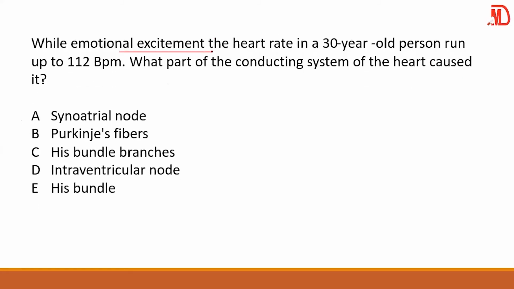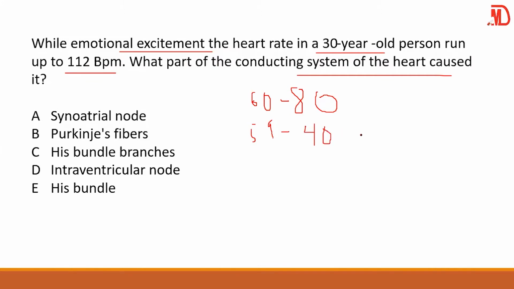During emotional excitement, the heart rate in a 30-year-old person was 112. What part of the conducting system? We said if it is between 60 to 80, we are looking at what? Sinoatrial node. 59 to 40, we are looking at the atrioventricular node. Then 20 to 39, we are talking about the bundle of His. Then less than 20, we are talking about the Purkinje fibers.